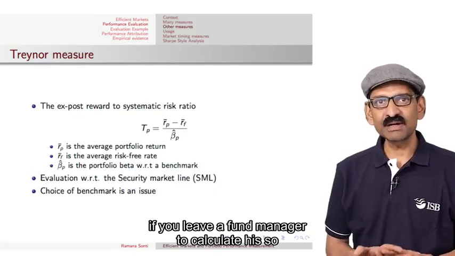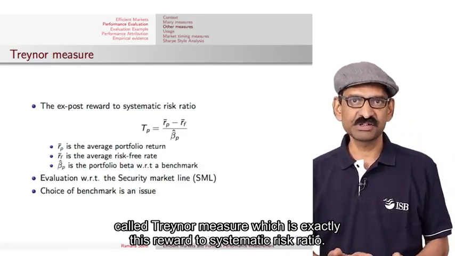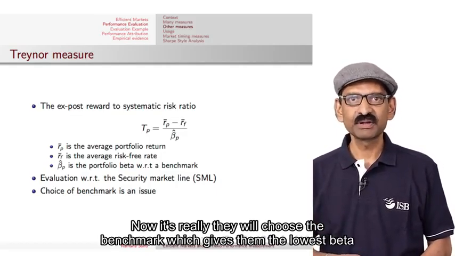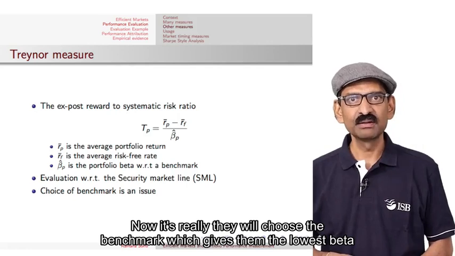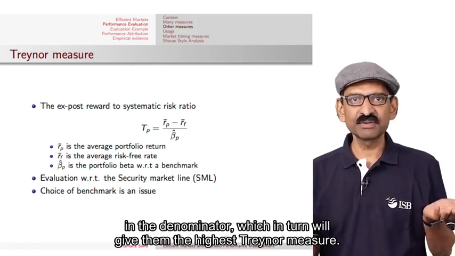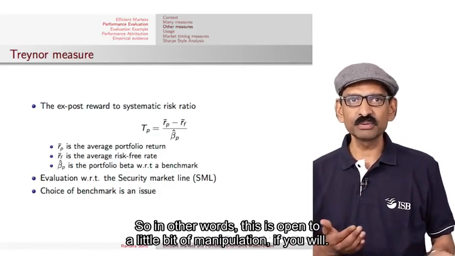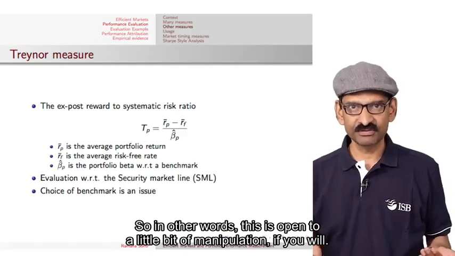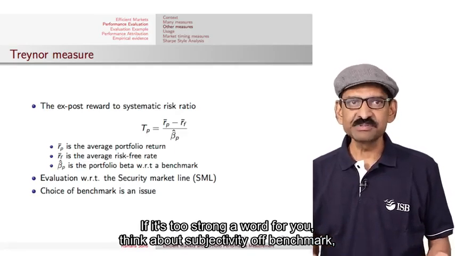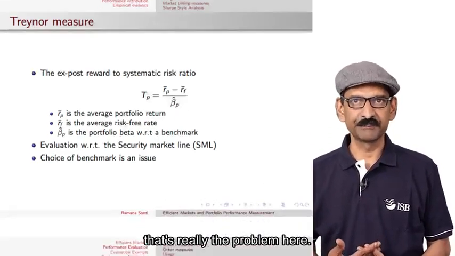So if you leave a fund manager to calculate his so-called Treynor measure, which is exactly this reward to systematic risk ratio, naturally they would choose the benchmark which gives them the lowest beta in the denominator, which in turn will give him the highest Treynor measure. So in other words, this is open to a little bit of manipulation, if you will. If that's too strong a word for you, think about subjectivity of benchmark. That's really the problem here.